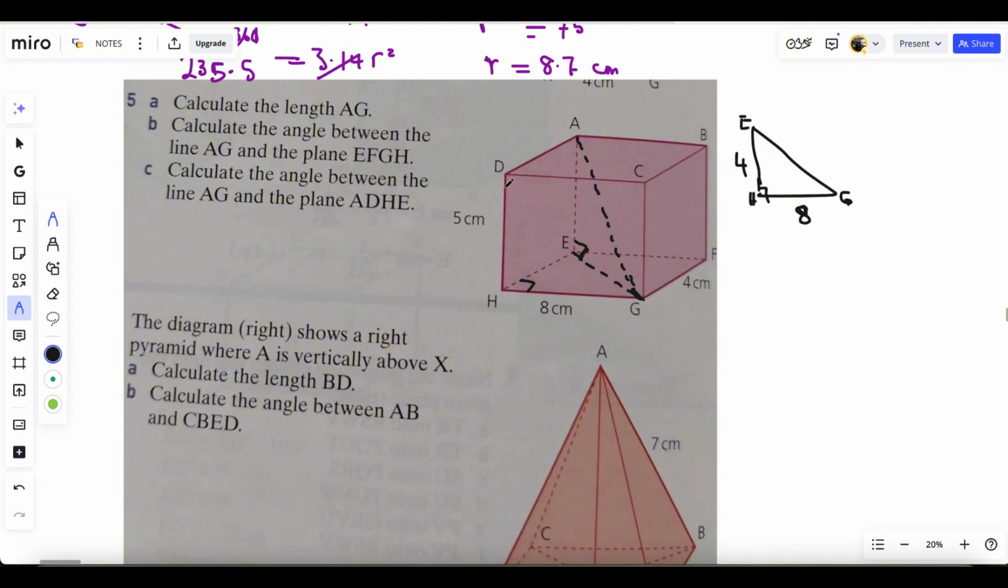If this place is 5, then this place is also 5. It's like the height is also 5. So for us to be able to find AG, we must find this diagonal first, EG. So to find EG, which is this side, I can call it y.